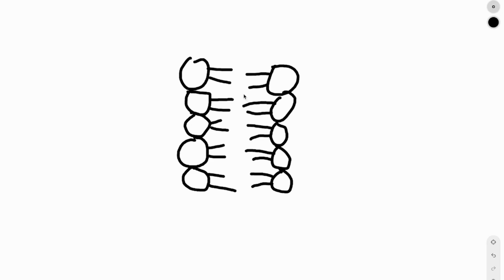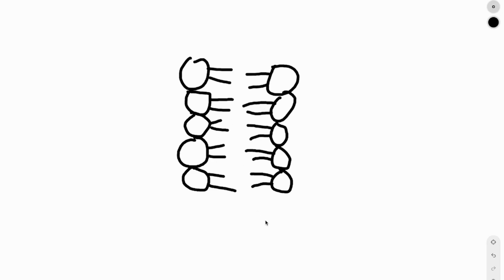In a cell membrane, there are two planes of phospholipids. The heads of the phospholipids point outward, and the tails point inward. This is because the cell membrane is surrounded by water on both sides. The hydrophilic heads point towards the water, and the hydrophobic tails point away from the water.